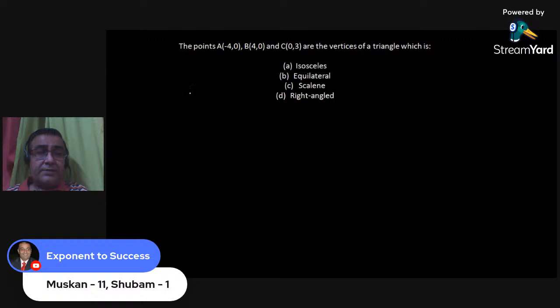The points minus 4 comma 0, 4 comma 0, and 0 comma 3 are the vertices of a triangle which is isosceles, equilateral, scalene, or right angled.